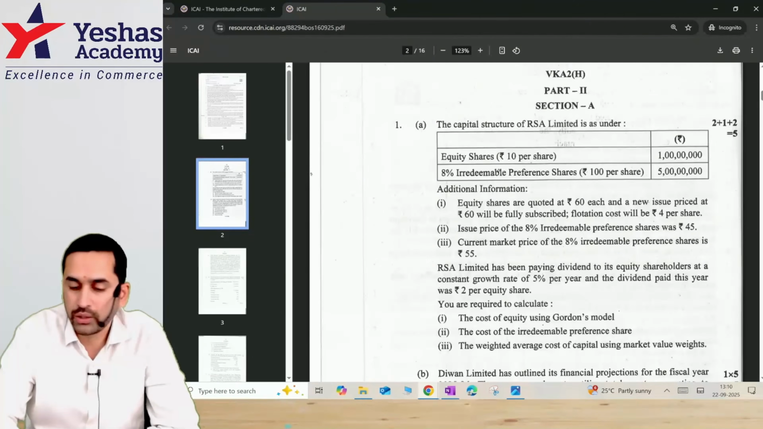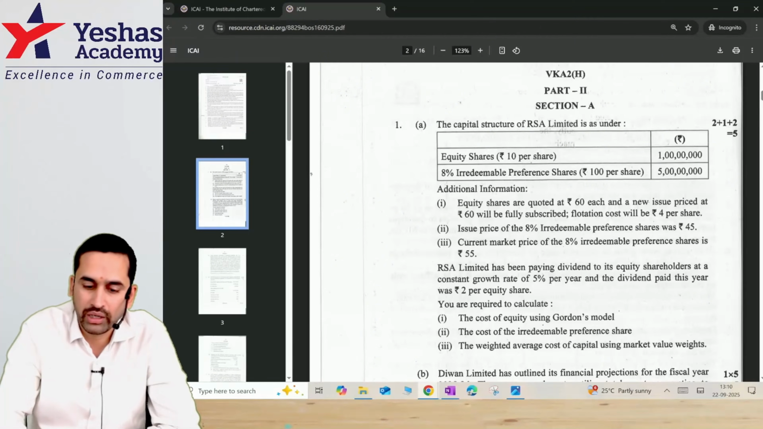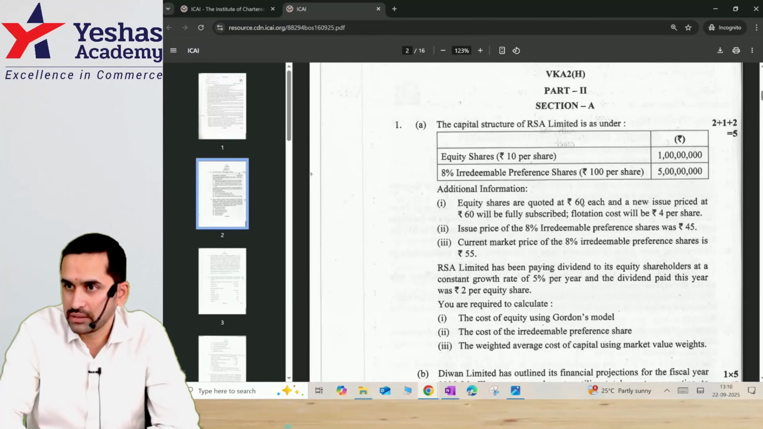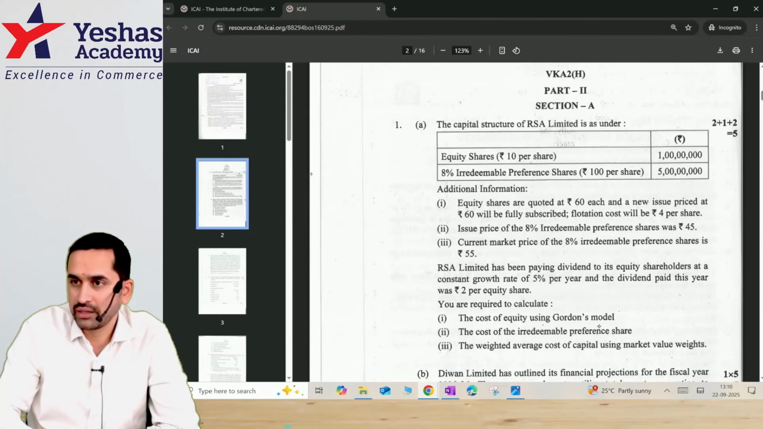And you can see there are only two sources. That means your WACC table will be very small. Particulars: equity, preference. For equity, if you do 1 crore by 10, you will get the number of shares. That is multiplied by the quoted market price. For preference, 5 crore by 100, you will get the number of preference shares. Multiply by the market price. Then total, and assign the weight. Sub question 1 you would have done cost of equity. Here you have done cost of preference. Then weight into cost, and the total.